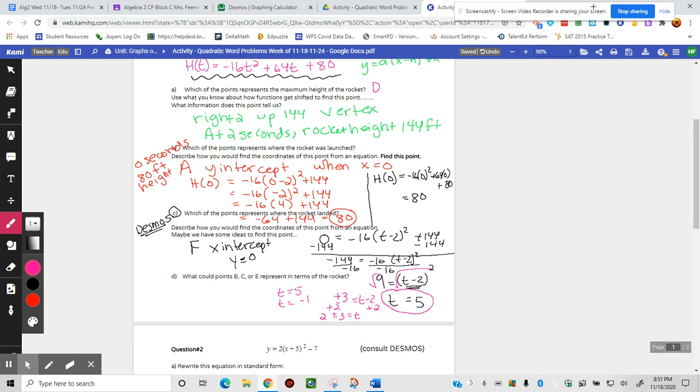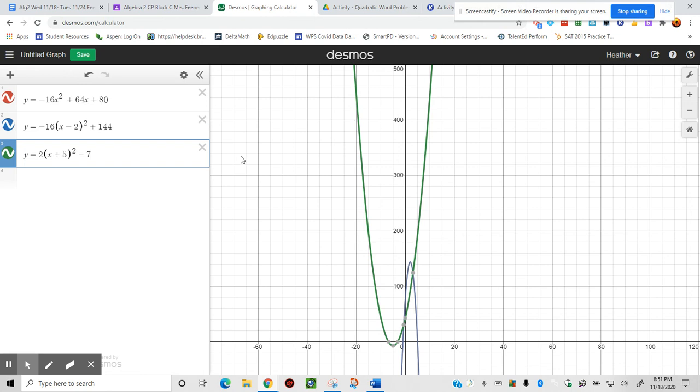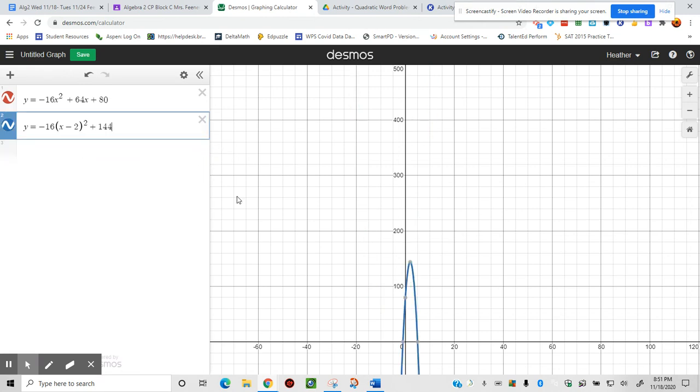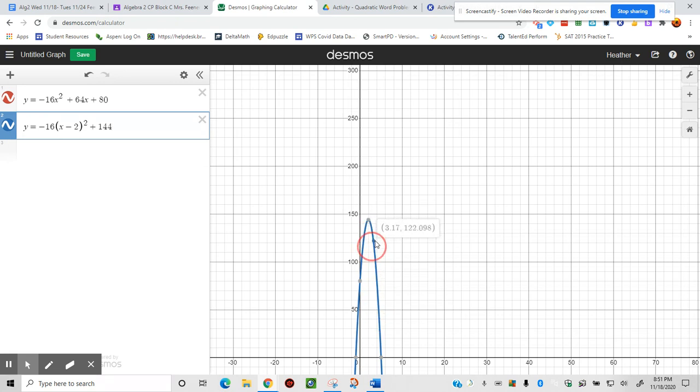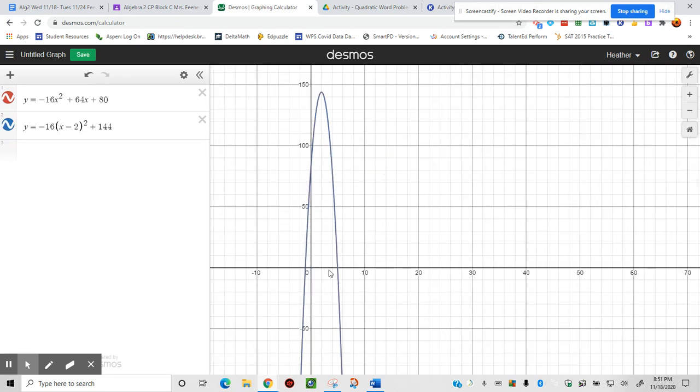And I went into Desmos here, so I'll just show you really quickly what it looks like. But you guys can always use Desmos as well. All right, here's my graph in Desmos. I'm going to zoom in. And if I go down here, I should be able to click on it, and I find that my x-intercept is at 5.